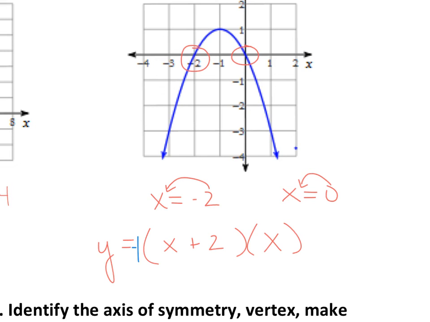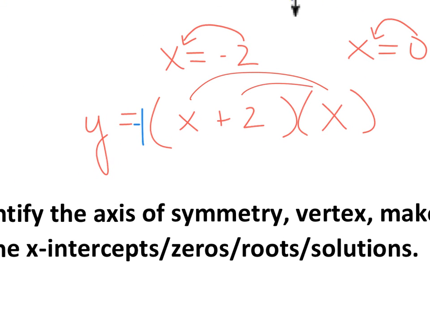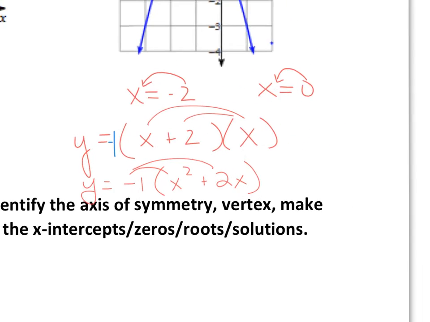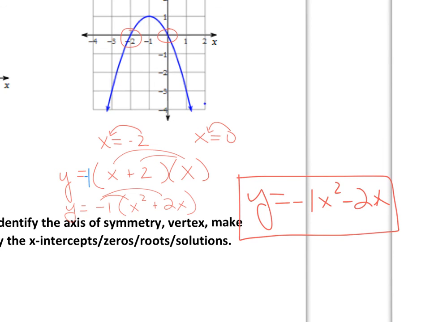So when you distribute, I'm going to go ahead and distribute that x through. I've got y equals -1 still up front. I haven't touched it yet. I've got x squared plus 2x. Then since it's going down, you're going to go ahead and distribute the negative through or change your signs. So I'm going to end up with y equals -1x squared minus 2x. And that is my equation for this parabola. And that concludes this note set.